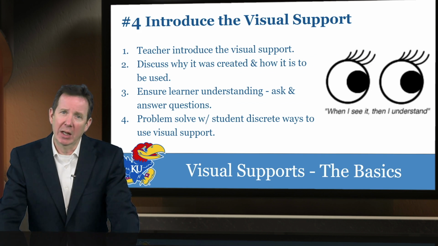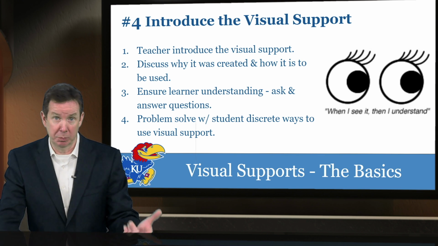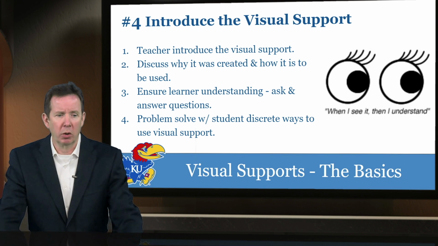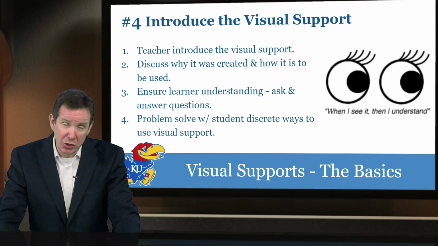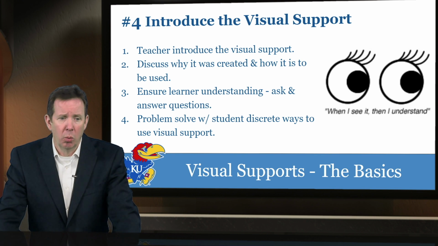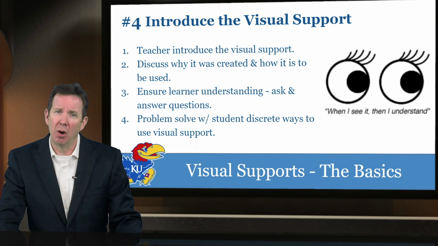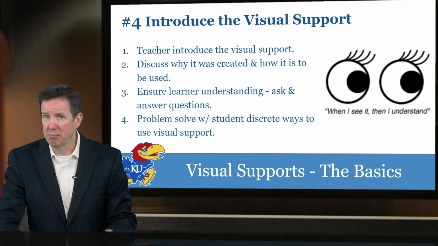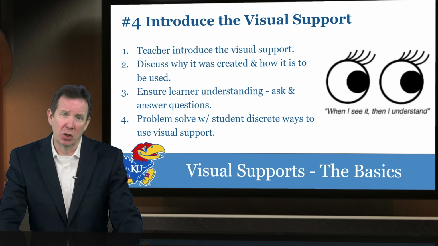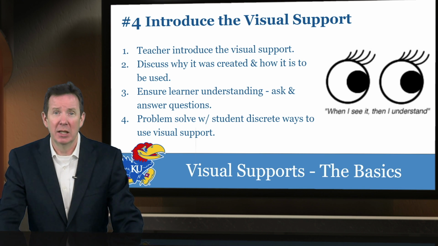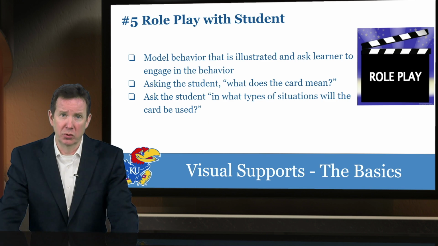Number 4, we're going to introduce the visual support. We're going to do it very explicitly, very direct. We're going to allow the individual to make sure that they understand what's expected of them. We're going to do it in a way that we can problem solve with the individual, a discreet way to be able to utilize it so they're not embarrassed and things of that nature, reduce any anxiety level in terms of the use of the visual support.